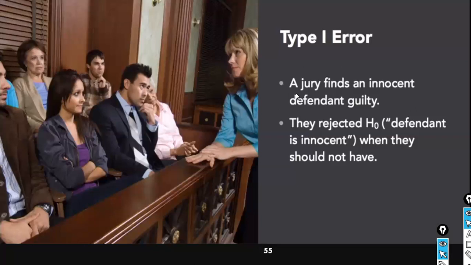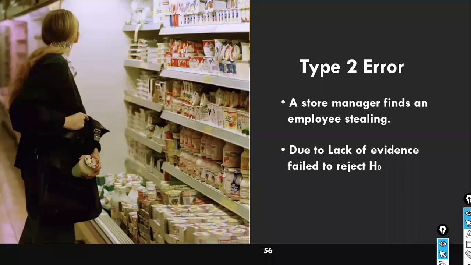Okay. So type 1 error. Another example for the type 1 error: the jury finds an innocent defendant guilty. They rejected H0 when they should not have. Actually, he is innocent, but because my test statistic value, let's say the t-test statistic, is beyond the critical value, or p is less than alpha, I reject and say an innocent is a culprit. So this is also another example of type 1 error.